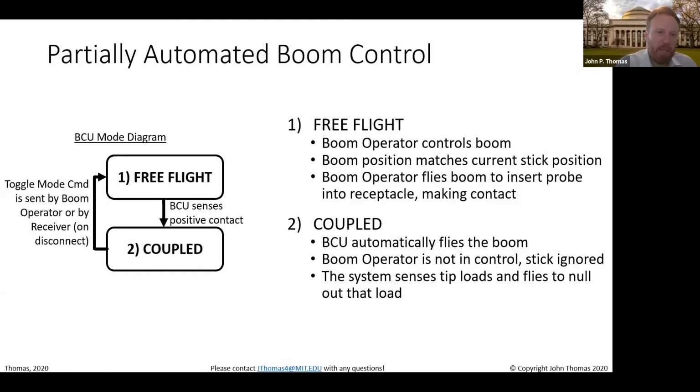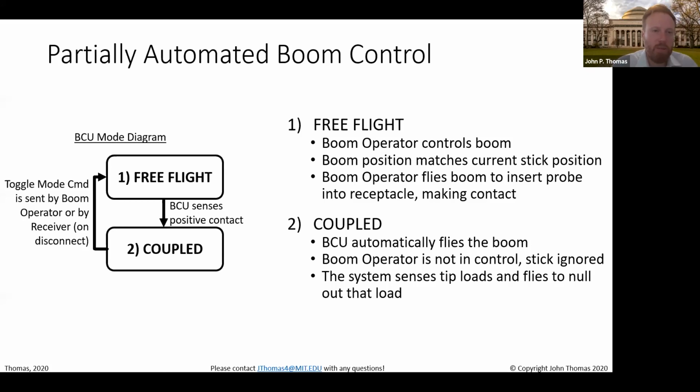And we've got two basic modes, let's say. Mode one is free flight. Boom operator is controlling it. It's a very manual concept, and you fly the boom to insert it into the receptacle. Phase two is the coupled mode. The trigger between these is when the BCU, the computer, senses a positive contact, and it enters this coupled mode, and it automatically flies the boom. The boom operator is not in control. The stick is in fact ignored, and it has to be because the operators are not flying the thing anymore. And the system senses tip loads and flies to null out that load.